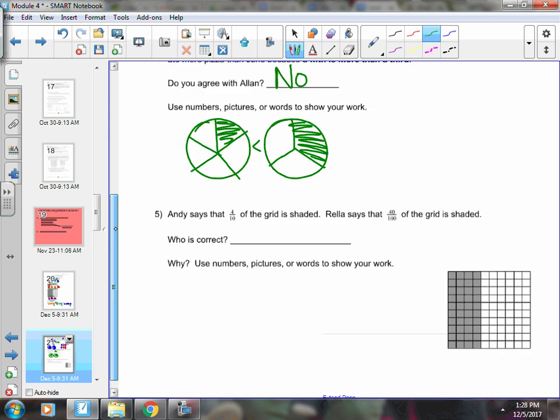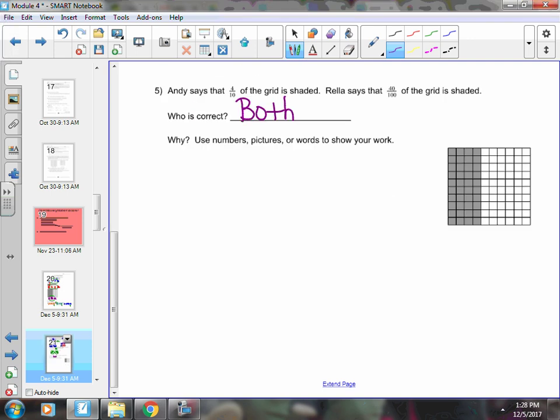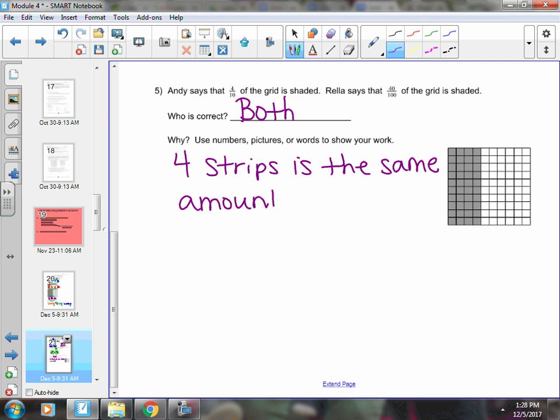Number 5, Andy says 4/10 of the grid is shaded. Rella says no, 40/100 of the grid is shaded. Who is correct? Stop arguing, you two, because both of you are correct. And the way that you could explain it, you might use a sentence of sorts, and you might say something like 4 strips is the same amount as 40 units.